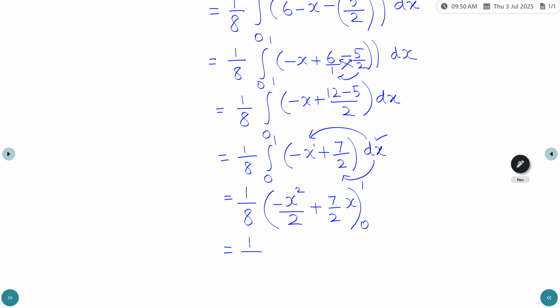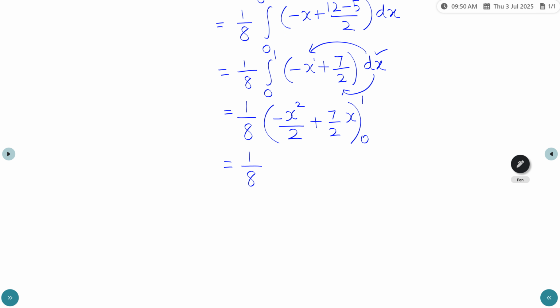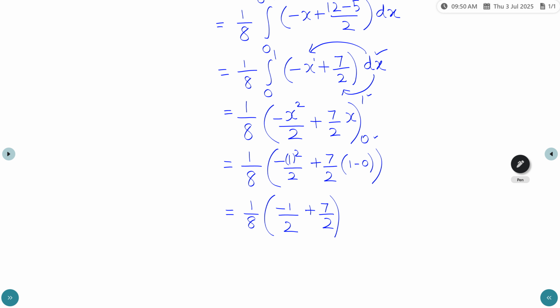Next step, substitute in the place of x the upper limit value minus the lower limit value. So upper limit 1, lower limit 0. So minus 1 squared by 2 minus 0 squared, anyway 0, we can omit, plus 7 by 2 into upper limit 1 minus 0. That is 1 by 8 into minus 1 squared by 2 plus 7 by 2 into 1, that is 7 by 2.